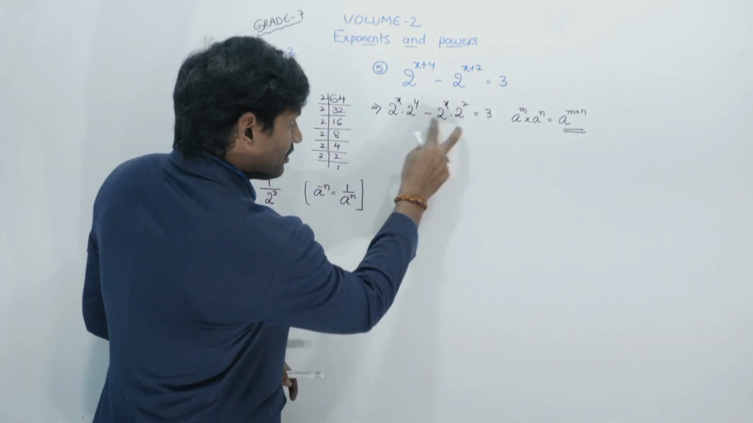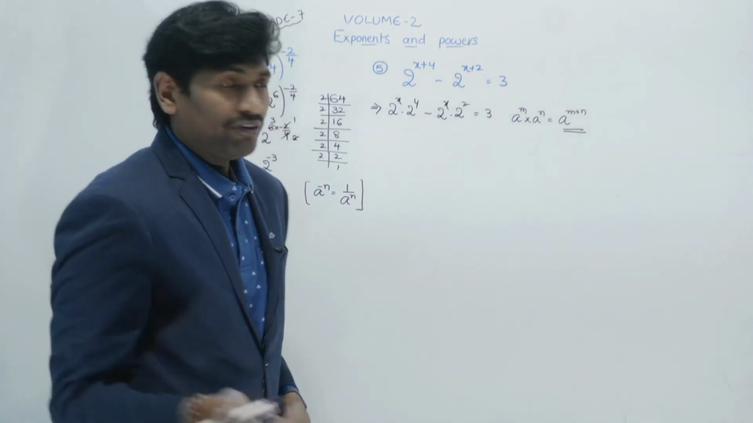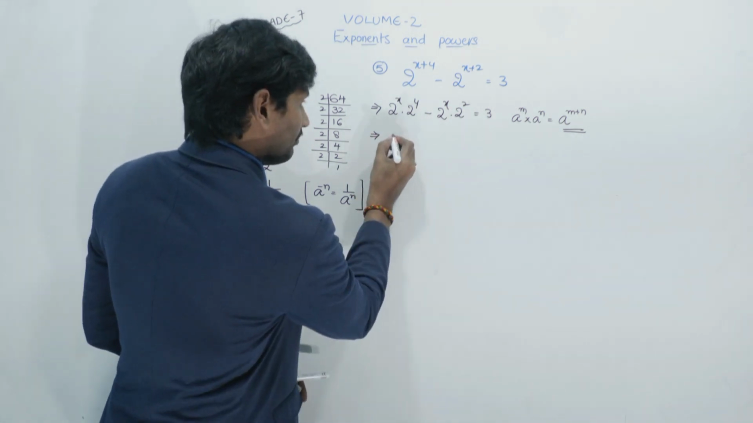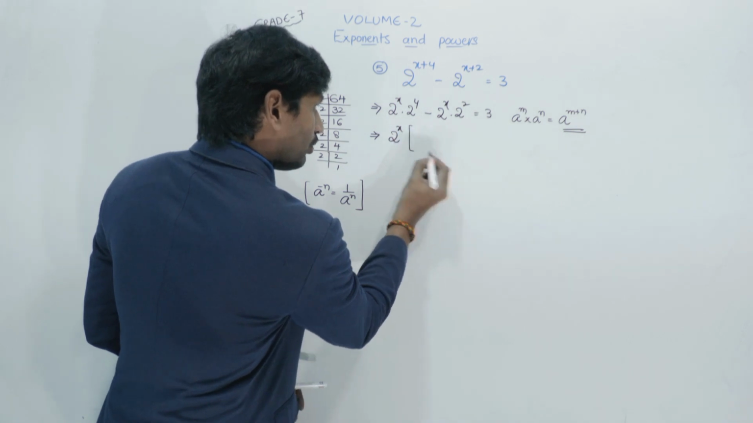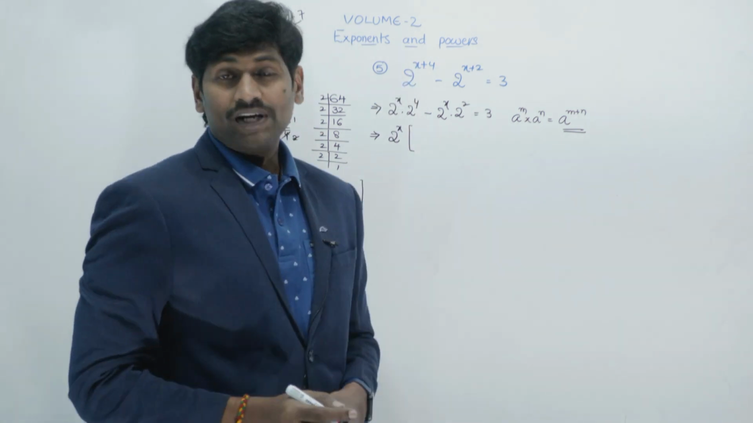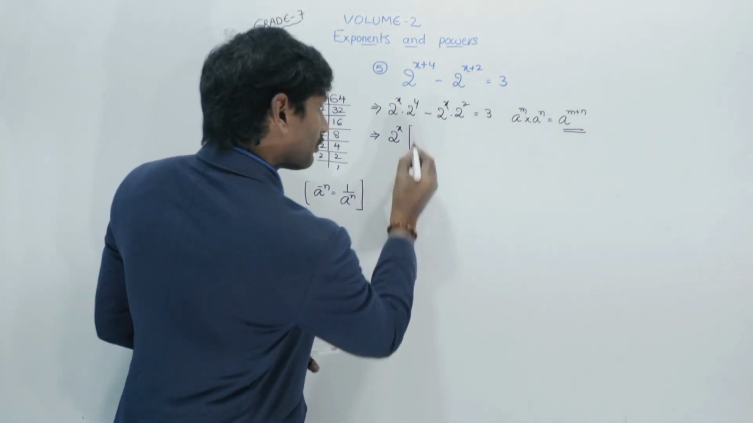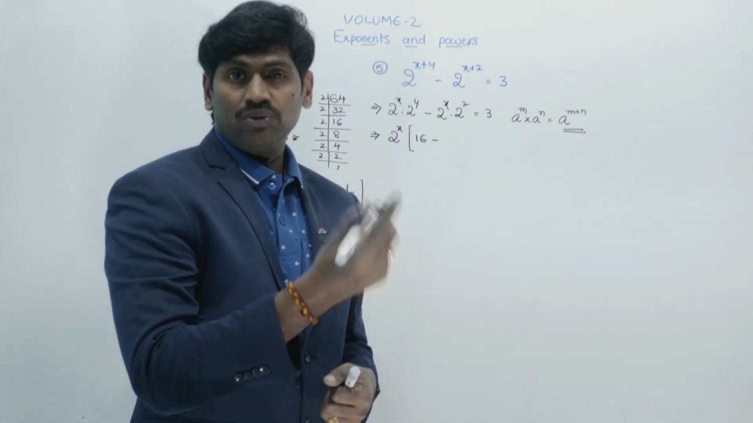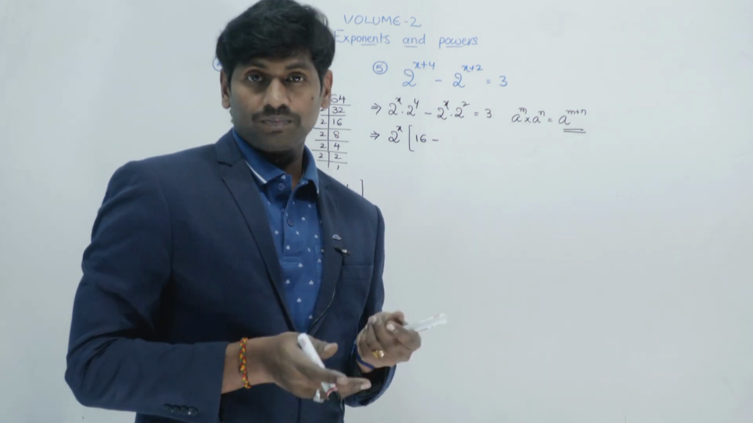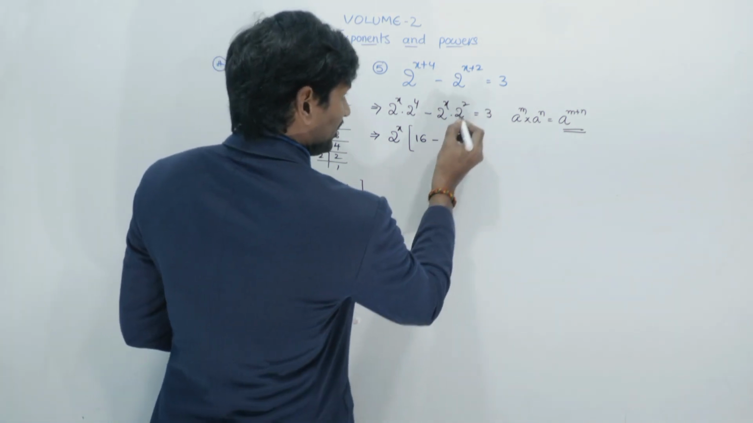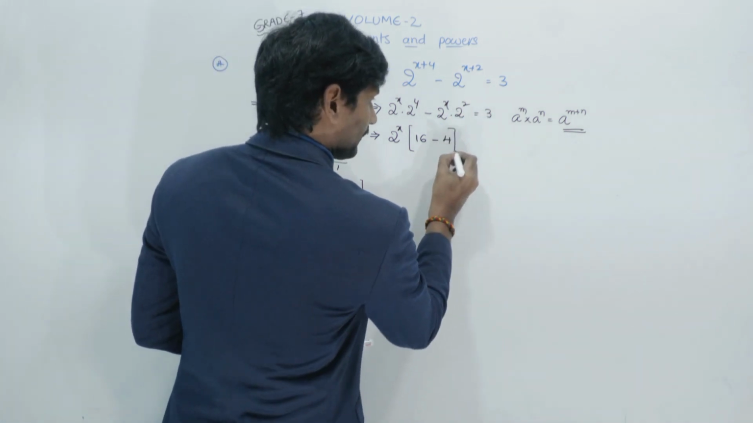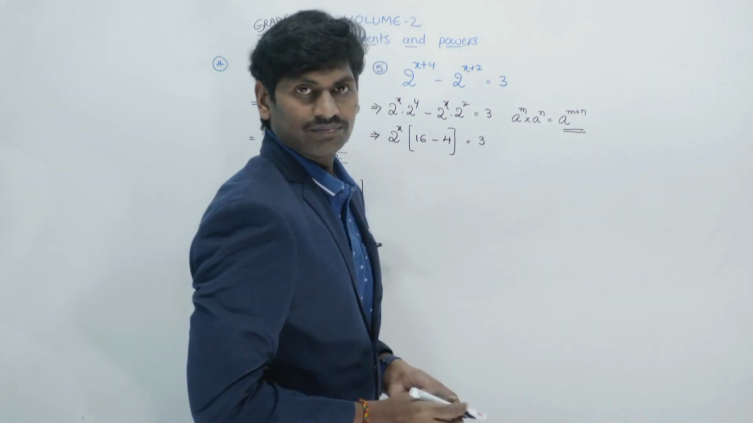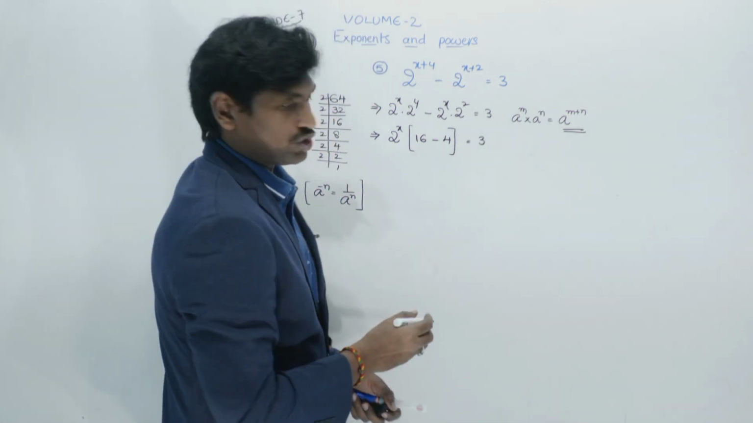Now from the first term and second term, we can identify the term 2 power x is a common term. And what is remaining? 2 power 4. What is the value of 2 power 4? 2 power 4 value is 16. That means 2 into 2 into 2 into 2, 4 times we need to multiply 2. Okay? And here 2 square value is 4. That is equals to 3. 16 minus 4 is 12.